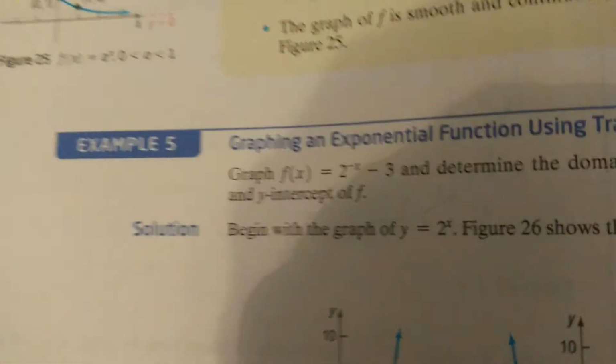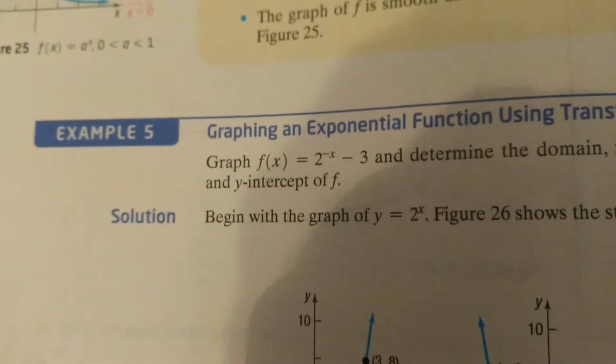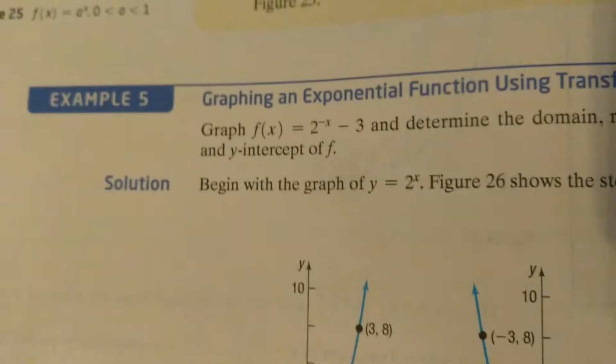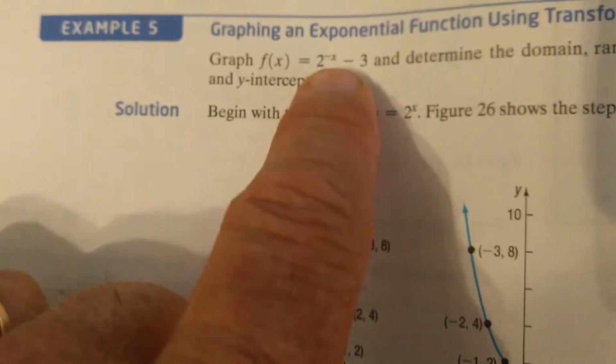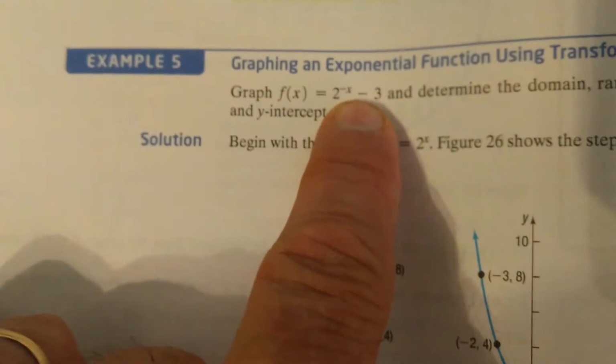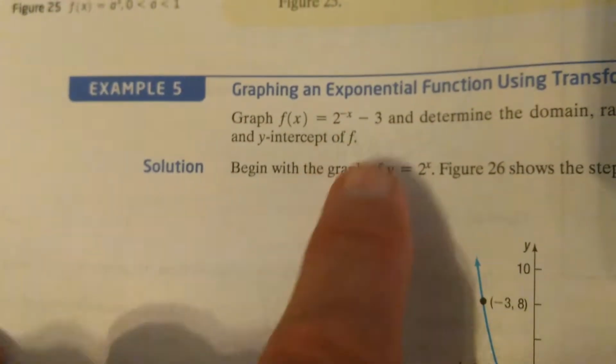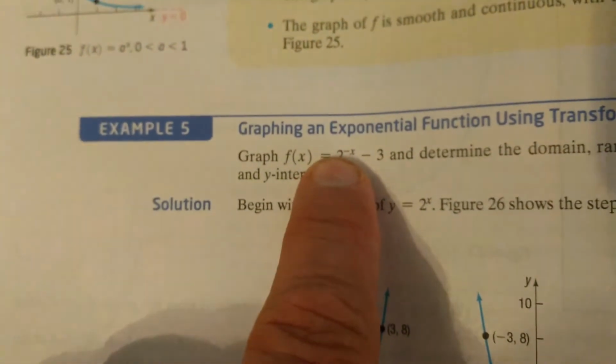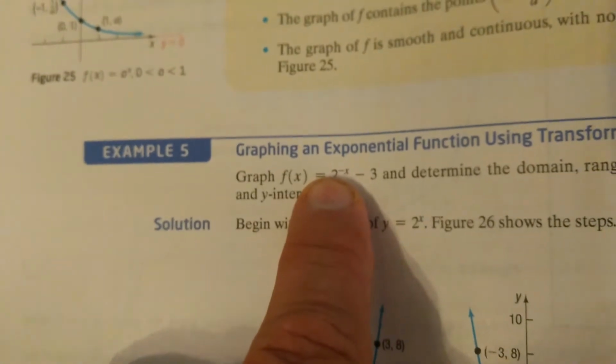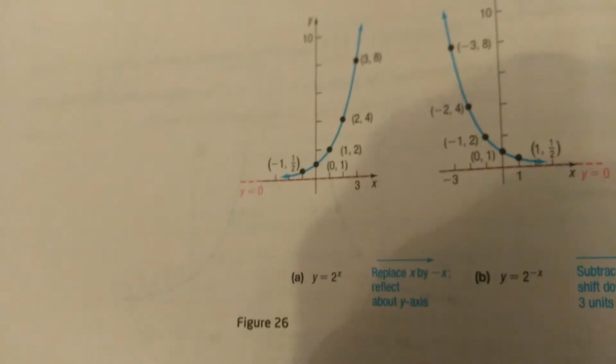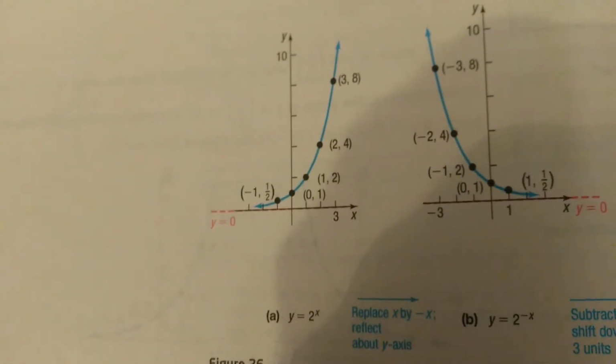There's a problem where we're just doing the same thing we did before with our transformations. The -3 here tells us that we're going to shift it down 3. The negative in front of the x tells us it's a reflection across y. A reflection across y. So here's what's happening. So here's the normal graph, y equals 2 to the x power.